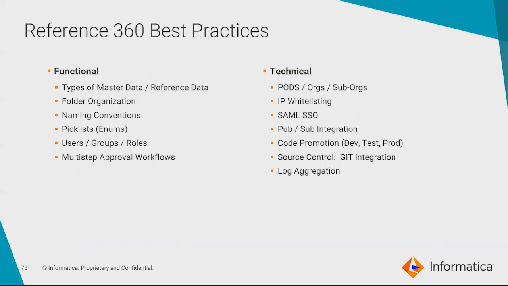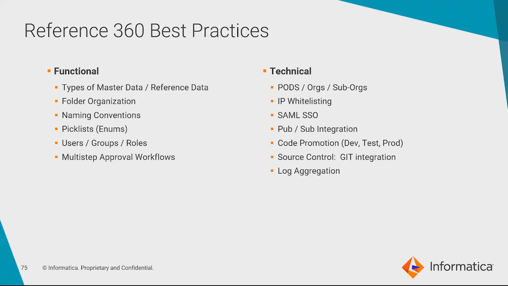So from a functional point of view, you can think of the different types of data. Master data, reference data can often be treated the same way. We can think about how we organize projects and folders. We can think about different naming conventions that we could use to make things easier for our users. Generally in Reference 360, the naming conventions are pretty easy. We just use English language names. We don't have to use any kind of prefix or something like that. But it might be useful to consider for sorting purposes. So for example, you could have a finance group and they always put fin on the front, that kind of thing.